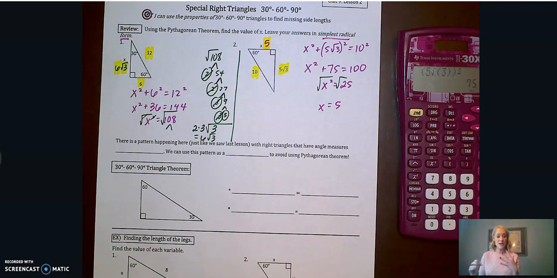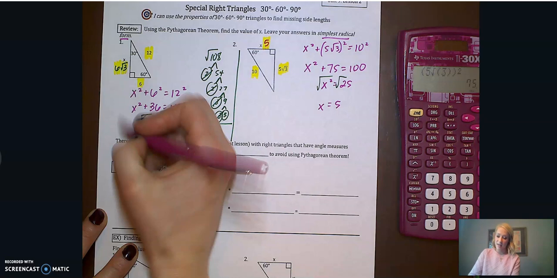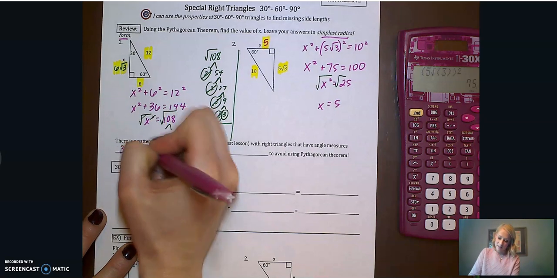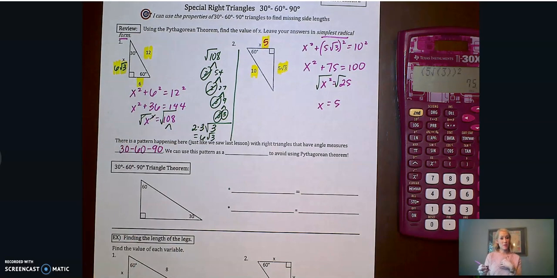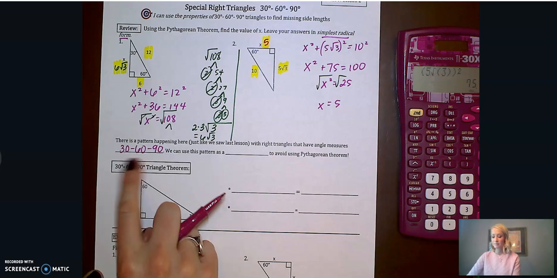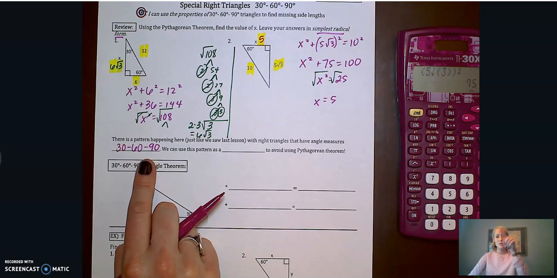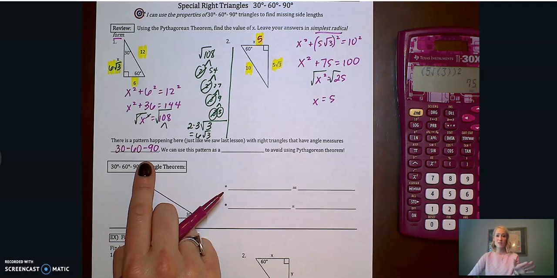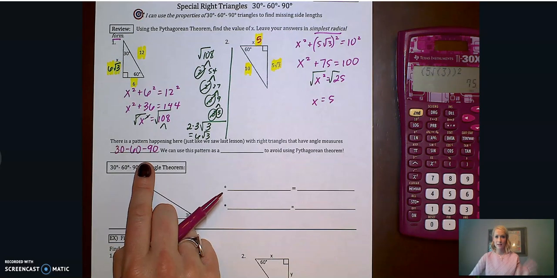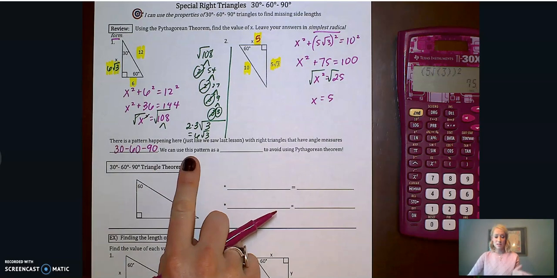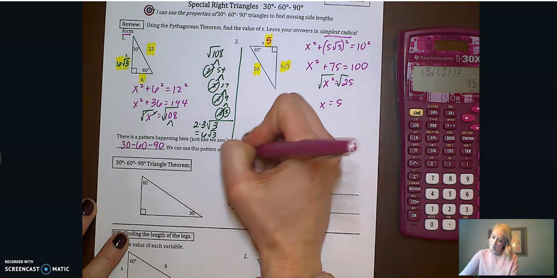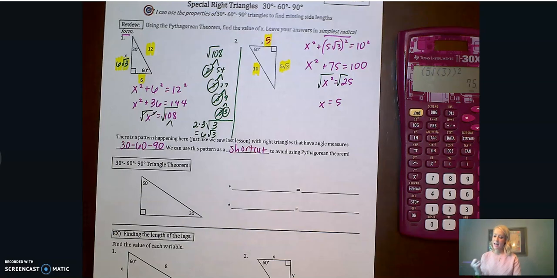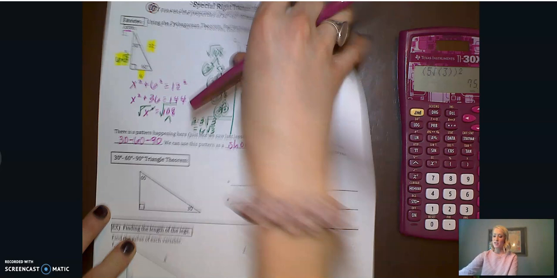Now, with triangles that have 30, 60, 90, it's a different pattern than the ones with 45, 45, 90 degree angles. But know that it's always got to be 30, 60, 90 for this specific shortcut to work. If those aren't the angle measures, this does not apply. We can use this pattern, like I said, as a shortcut. Yay, we love shortcuts.